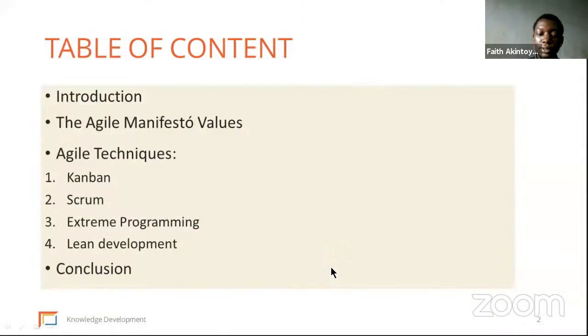Okay, so we'll be looking at the introduction, what the agile model is, and the manifesto values. The manifesto values are the ABCs of the agile model. Once you want to know if a particular methodology is making use of the agile model, it must possess these manifesto values. Then we'll go into some of the agile model techniques, and then the completion.